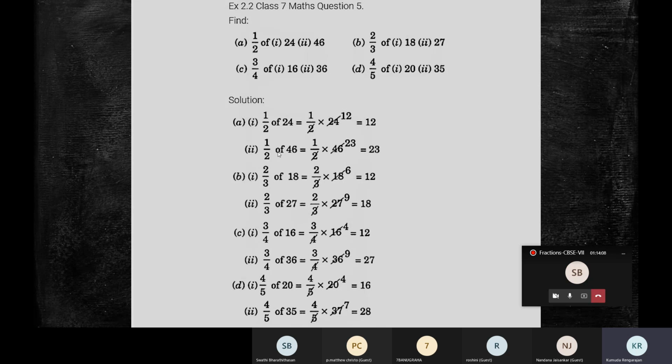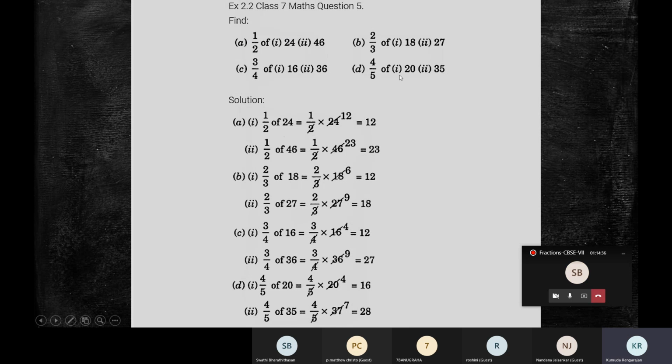So here we have to find half of 24. We have two questions. We have to find half of 24 and half of 46. They're two different workings, children. So how do you find half of 24? Of means multiplication. See, these are the questions.